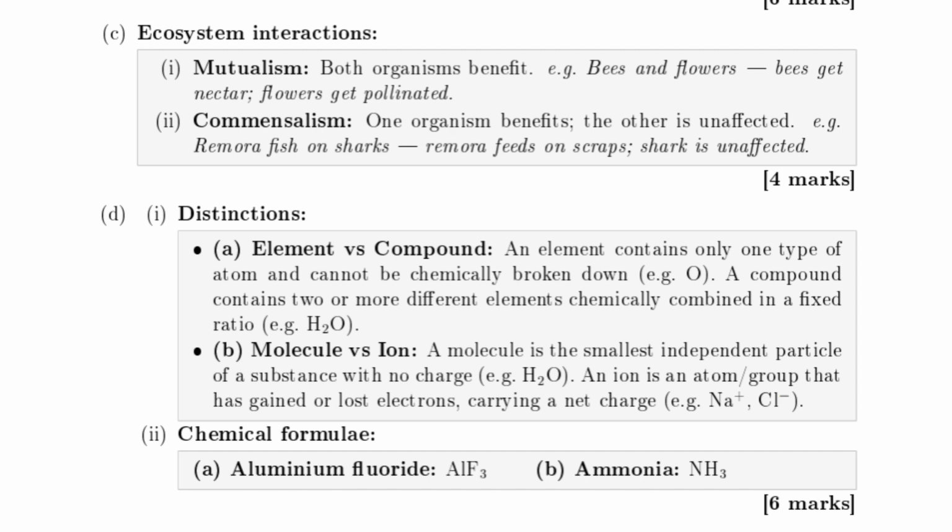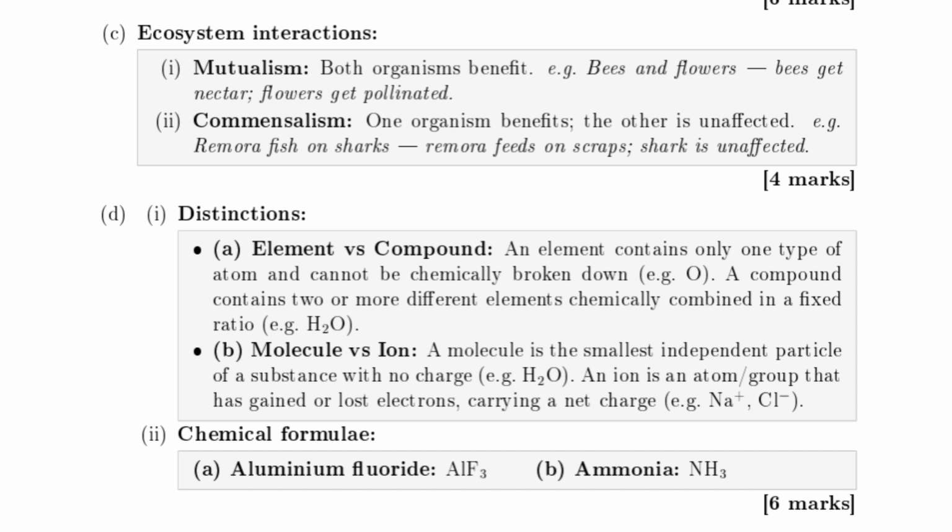So distinguish between element and compound. An element contains only one type of atom and cannot be chemically broken down. A compound contains two or more different elements chemically combined in a fixed ratio. So a molecule and an ion. A molecule is the smallest independent particle of a substance with no charge. An ion is an atom or a group of atoms that has gained or lost electrons, carrying a net charge. The chemical formula of aluminium fluoride is AlF3, and ammonia is NH3.